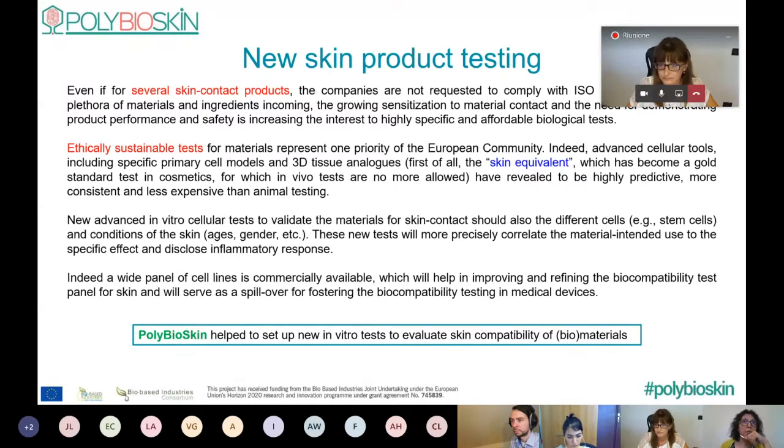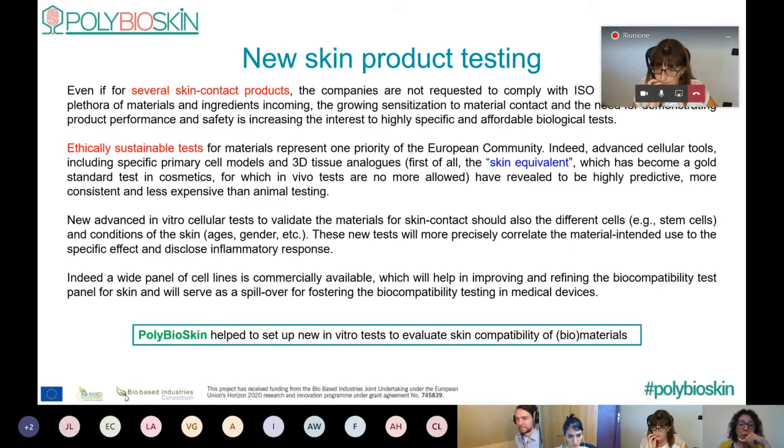Now there is the skin equivalent, for example, to test cosmetic product, but we can also design more advanced tests by using the biological technologies available in order to, for example, understand inflammation. And this was a part of the work that we performed with the PolyBioSkin. So we set up a good model that is able to predict the inflammatory response by the keratinocytes from the epidermis. And also we set up a model of the dermis, which was more useful for sure to predict the interaction of materials in lesions like full thickness lesion and so on.